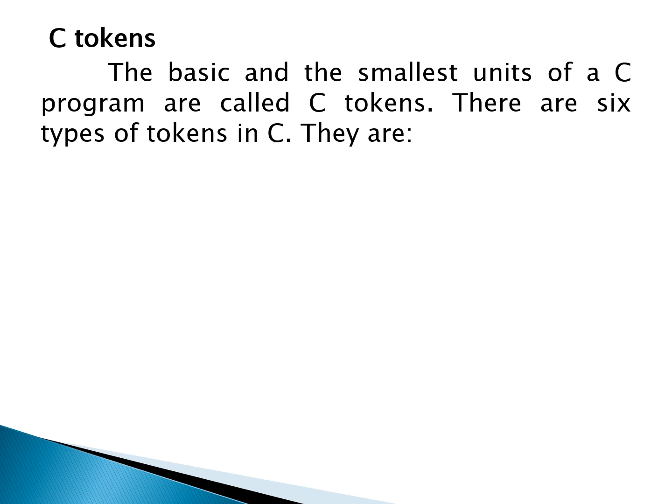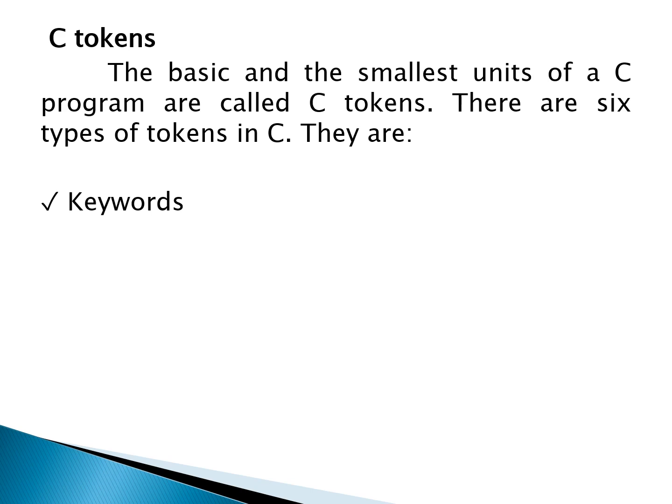First, what are C tokens? The basic and the smallest units of a C program are called C tokens. In every language, the basic and the smallest things present in the language are called tokens. Similarly, in C language, the basic as well as the smallest things are called C tokens. The C tokens in C language are classified into 6 types.